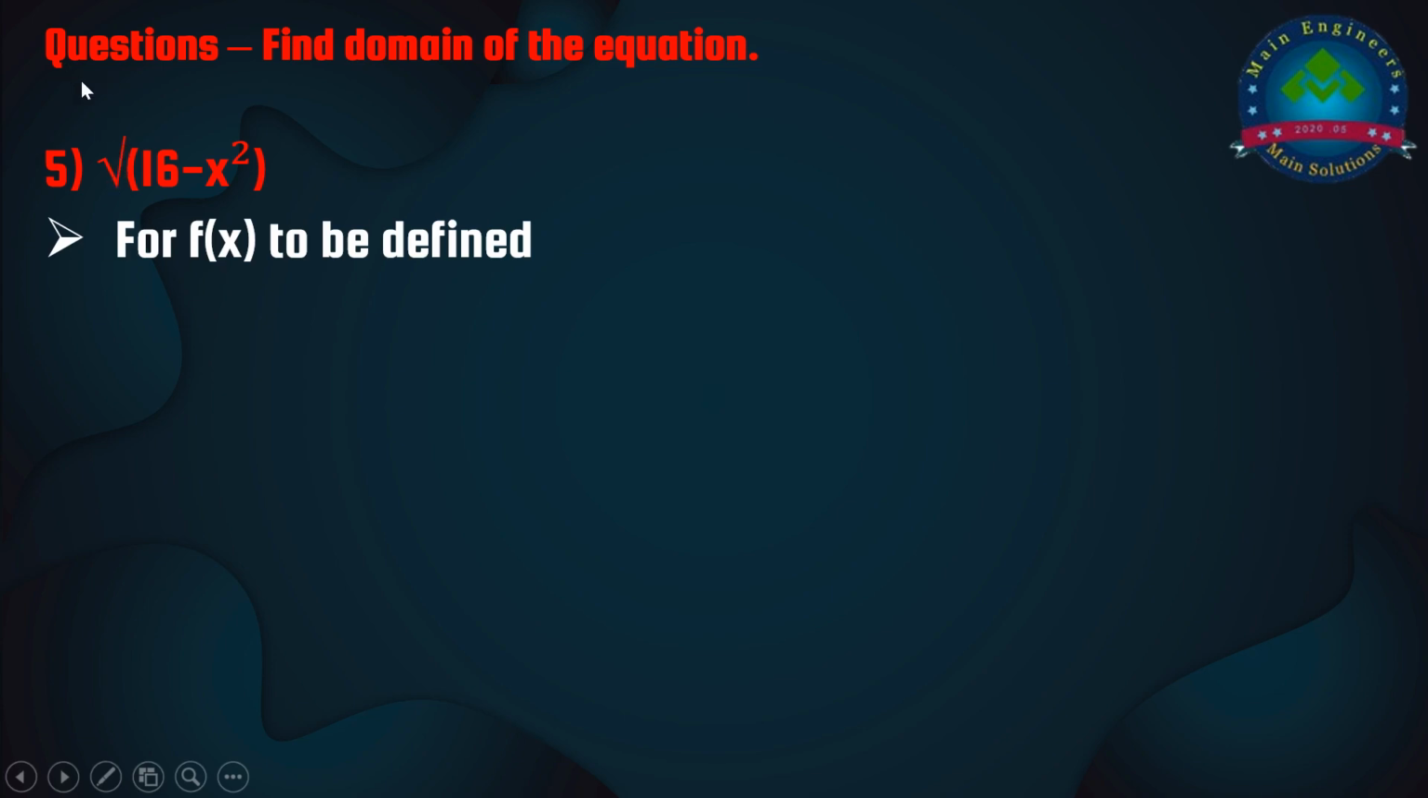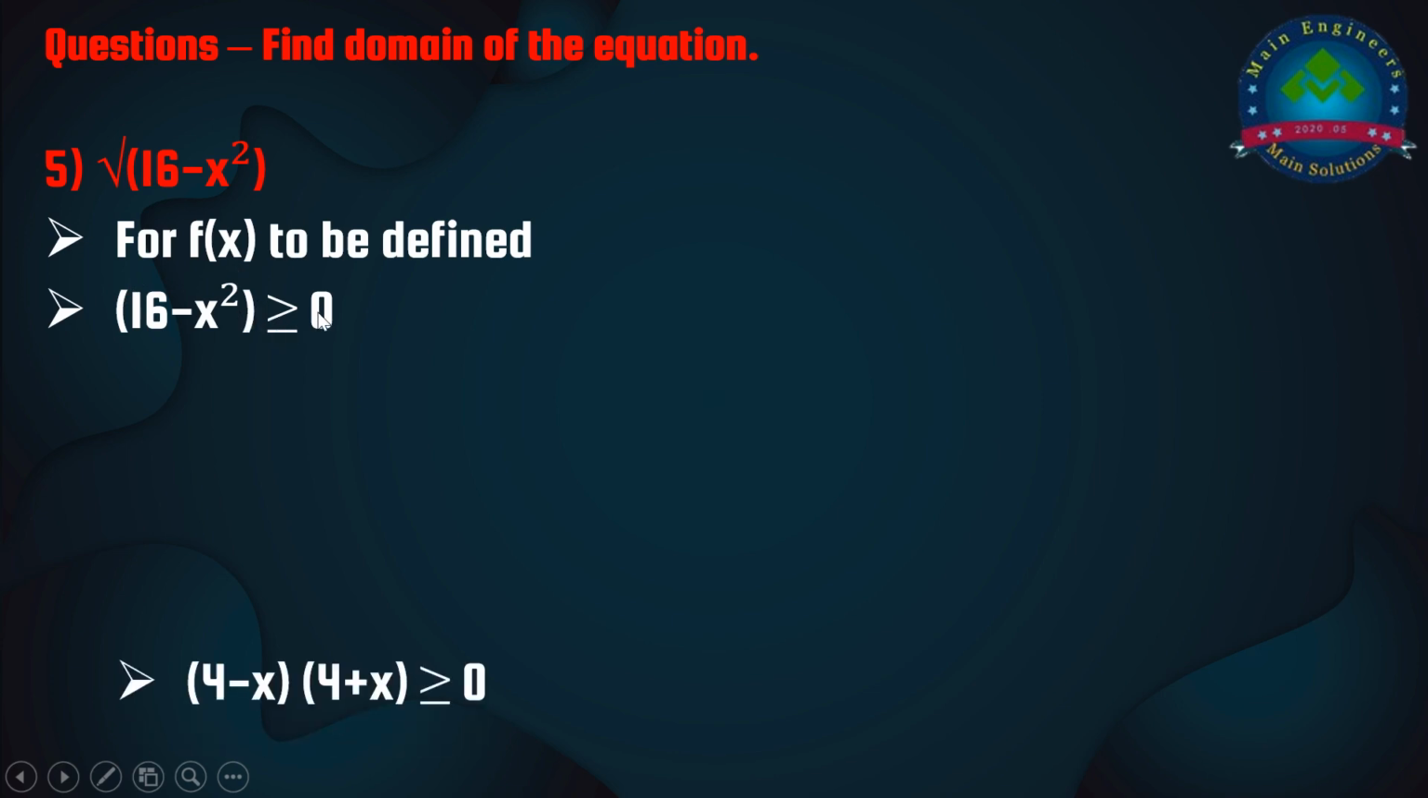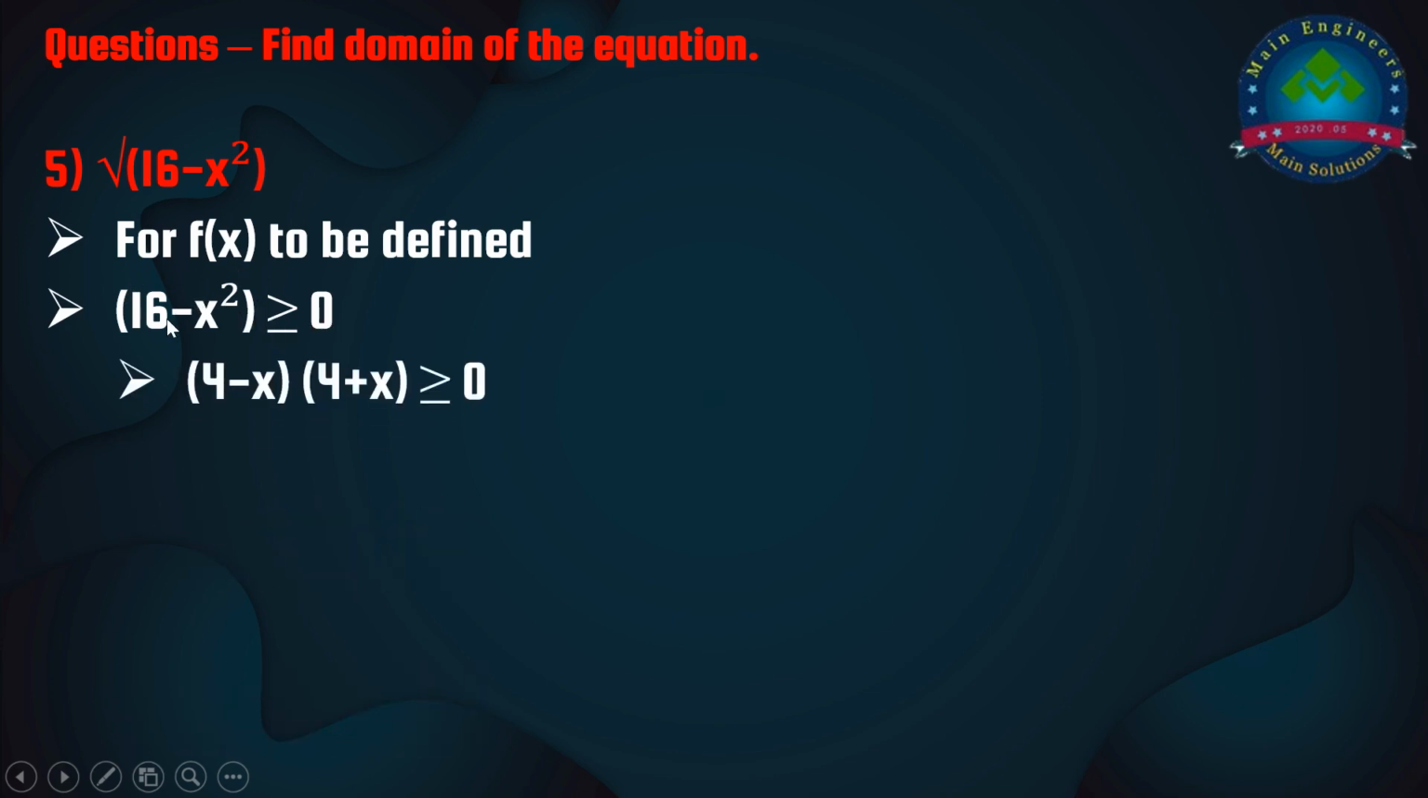Here comes question number 5. Root over 16 minus x square. As we know, anything inside the root is non-negative. When the root is on the numerator side, it is going to be greater or equals to 0. So we use the same condition here. So 16 minus x square is going to be greater or equals to 0.